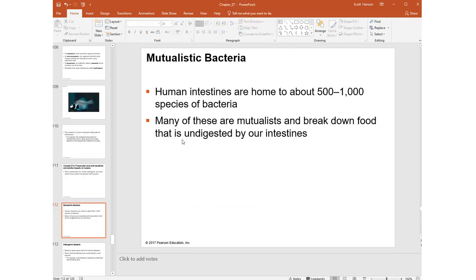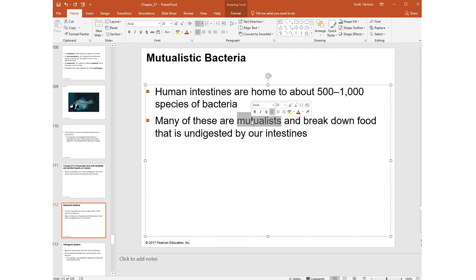Because human intestines, believe it or not, and I don't want to scare anybody, but your intestine is home to between 500 and 1,000 species of bacteria. But many of these are mutualists that you actually benefit from, like E. coli is a mutualist. And they break down food that our intestine cannot actually digest. I think that's a better way to phrase it.